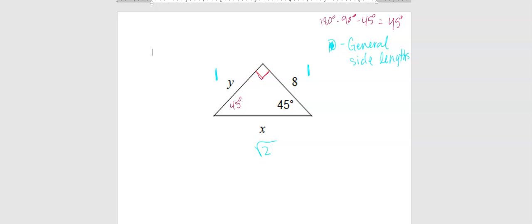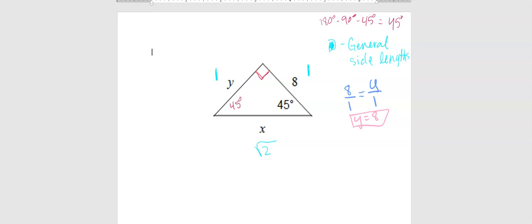Now, here's what I'm going to do. Since I know these two values correlate and these two values correlate, I'm going to create a proportion. So I'm going to say 8 over 1 needs to equal, so doing the given value over the general value, given over general, equals given over general, y over 1. Well, what do we know about division by 1? Anything divided by 1 is itself. So if I were to just simplify this, y is going to equal 8.